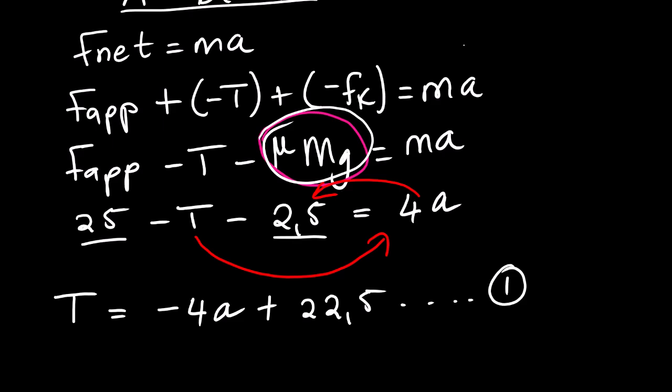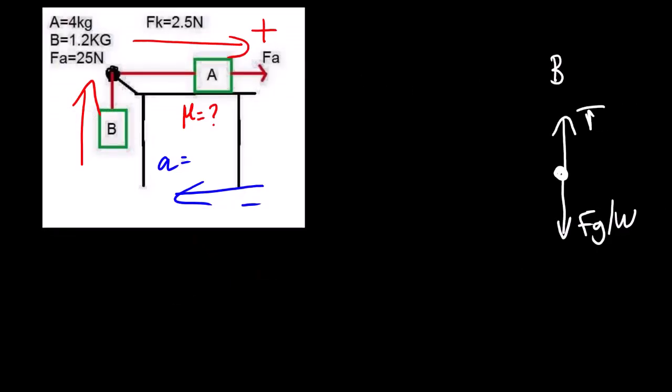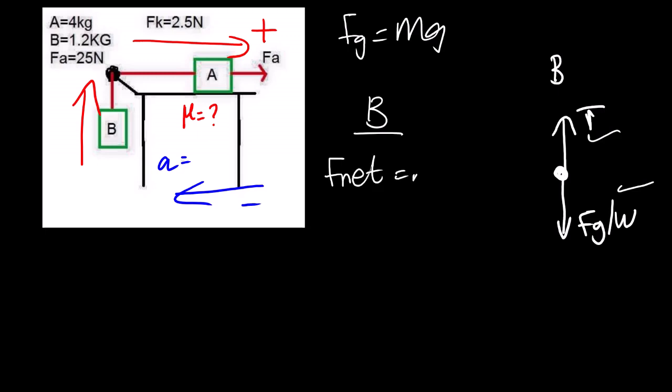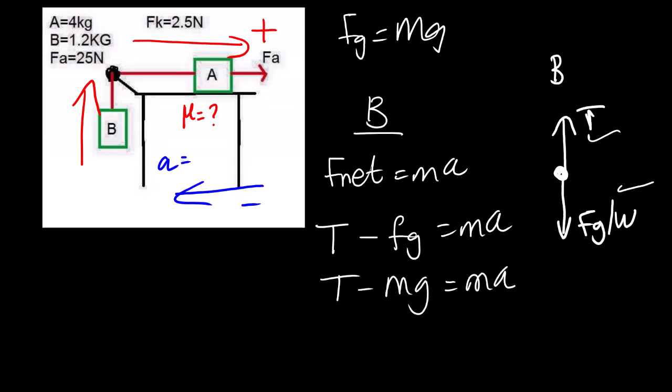From here we need to generate equation 2 from the second block. Our second block is 1.2 kg. Looking at how many forces are going to take part, we only have two forces, which are tension and Fg. You need to know that Fg is equal to mg. So where we see Fg, we can substitute mg. So for B block, F net is equal to ma, and then tension will be positive minus Fg is equal to ma. T minus mg is equal to ma.